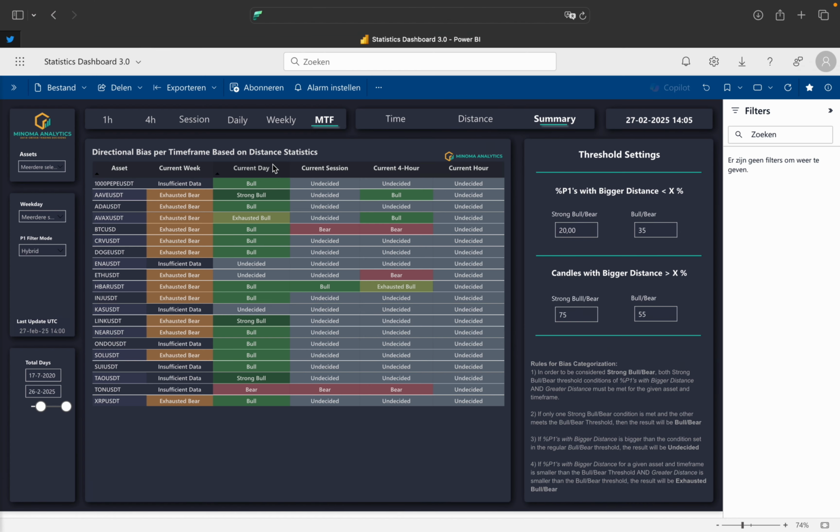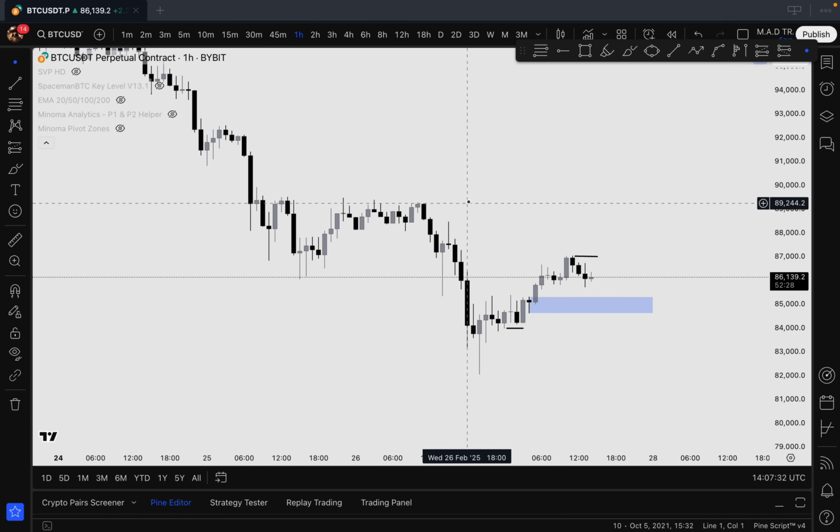If we then look at the current day, we see mostly bull and for some coins a strong bullish. A strong bullish sign means that the trend is already bullish for the day and that more upside is likely, since historically those coins will make a bigger distance for the day. So let's look, for example, at AVE, which is showing a strong bullish sign.